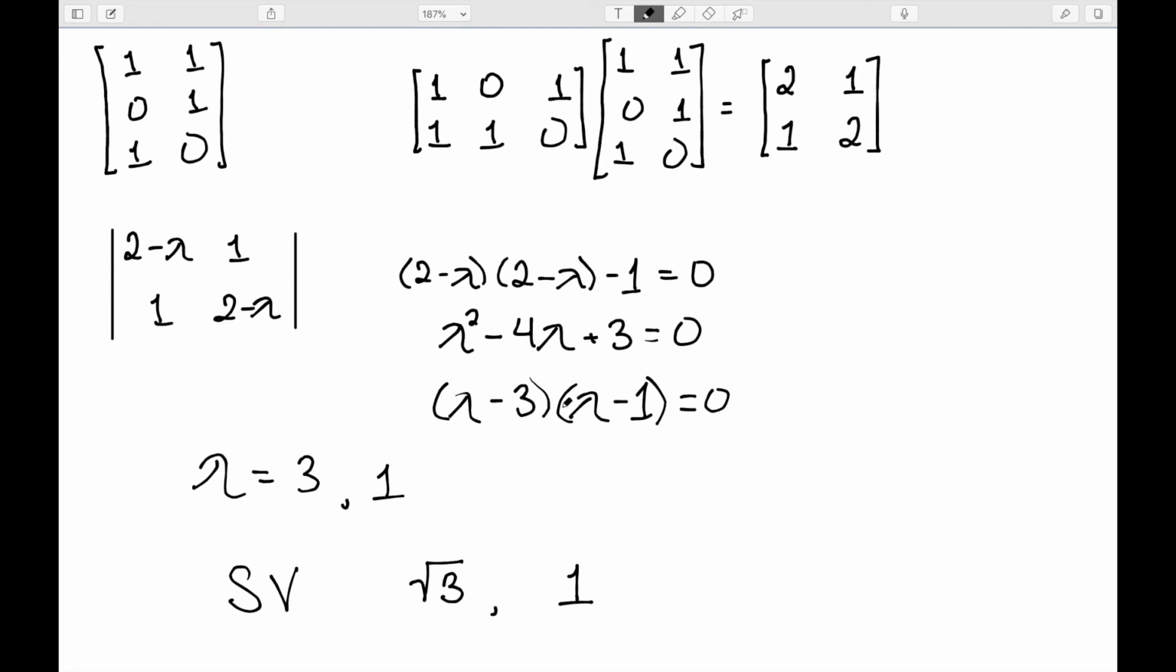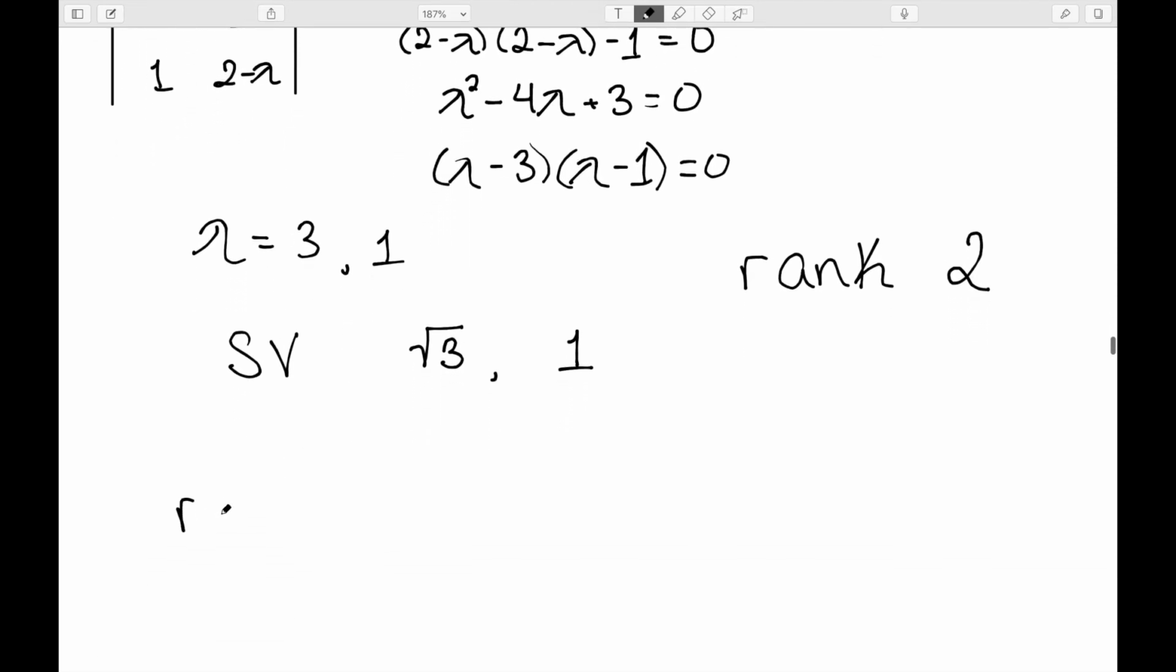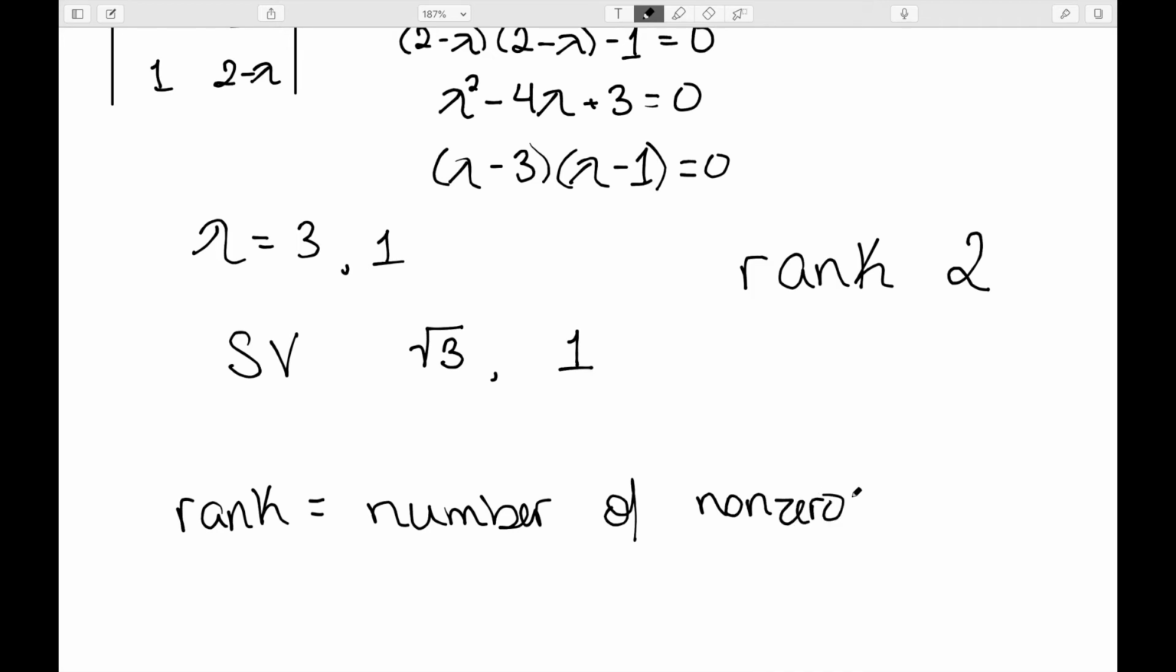And these singular values can actually tell us a lot about a matrix. For example, the singular values here tell me that this matrix has a rank of 2. The dimension of the column space is 2. Because the rank is equal to the number of non-zero singular values. We have 2 non-zero singular values, so the rank of this matrix is 2.